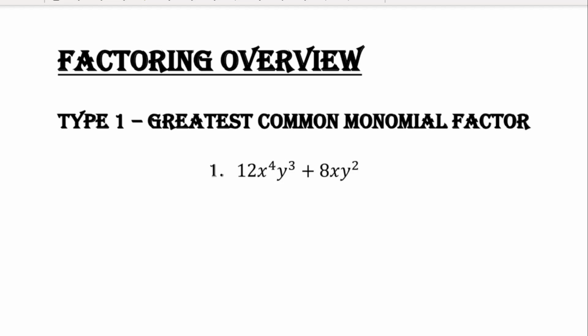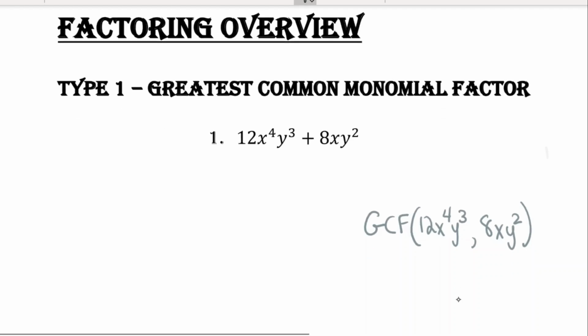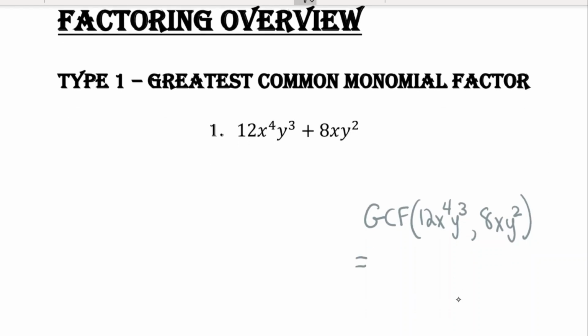In this one, I'm going to be thinking about the GCF of each term. So I've got my 12x to the power 4 y cubed, and we've got our 8x y squared. In this case, I think about the 12 and the 8. The greatest number I can divide both by and still get a whole number is 4. The biggest x that shows up in both is an x, and the biggest y that shows up in both is y squared. So what I do is put this out front.